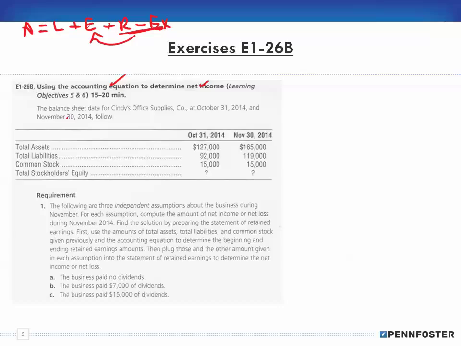Right, so it says here the balance sheet data for Cindy's Office Supplies at October 31st and November 30th are as follows. Okay, so this is the information, and there's a question mark next to the equity here.